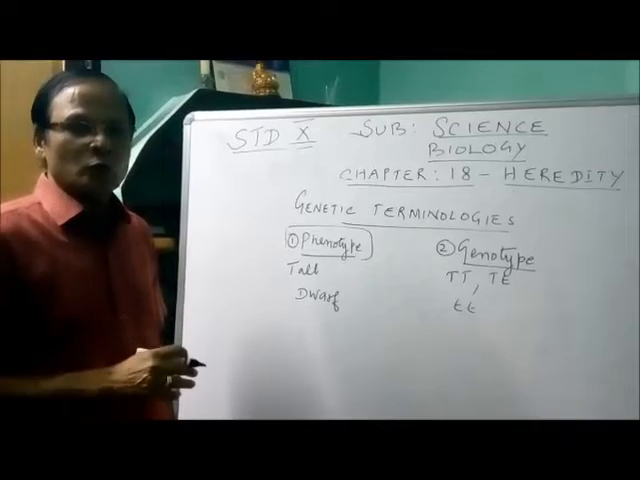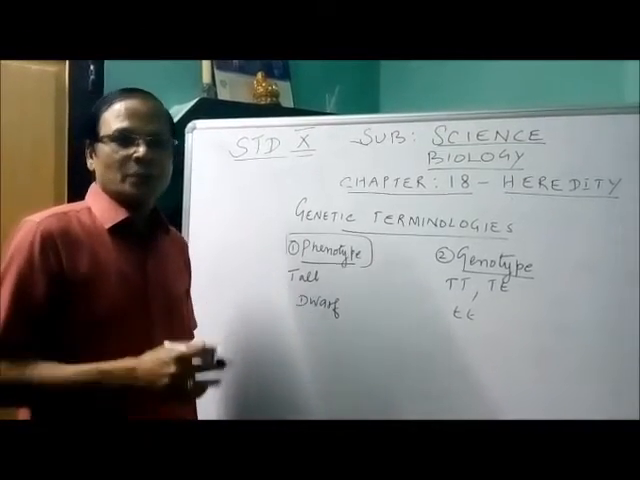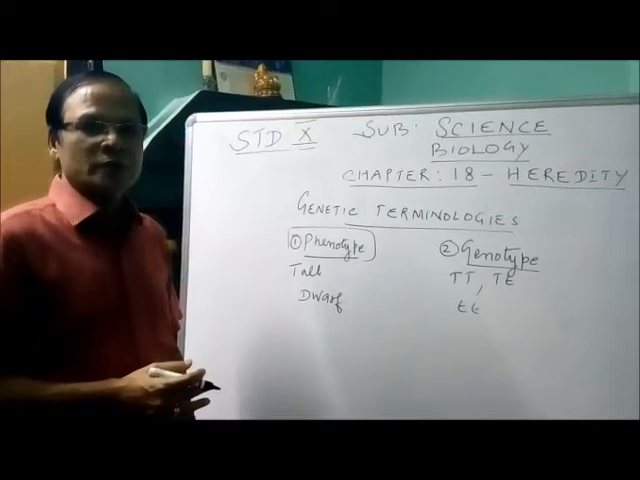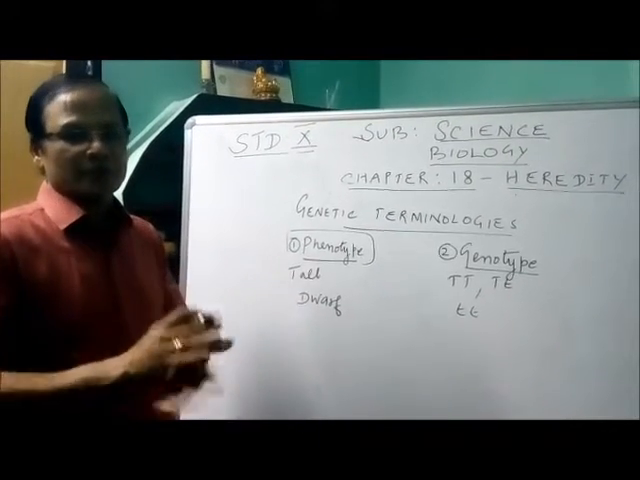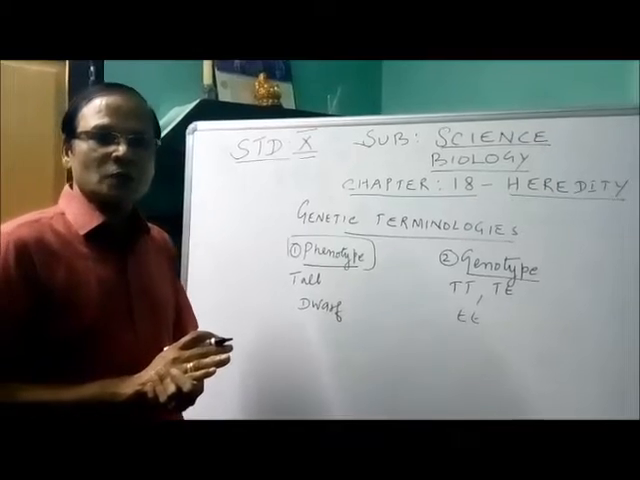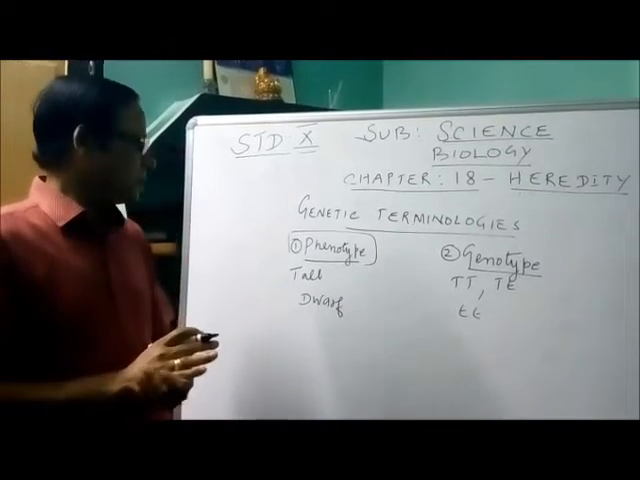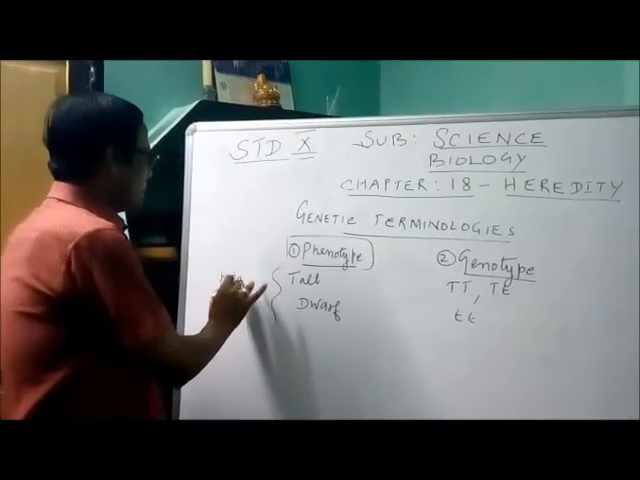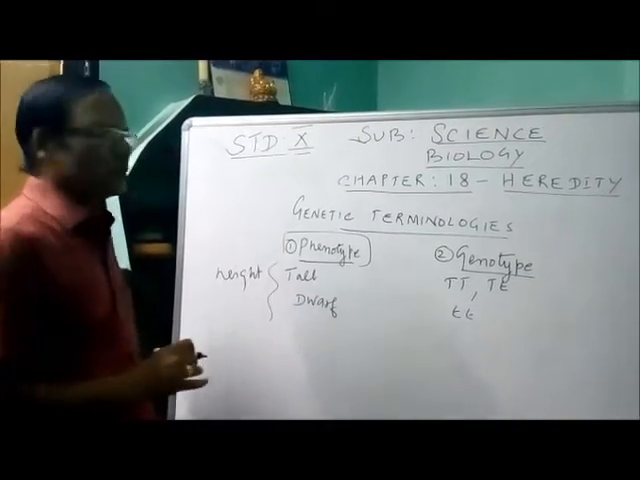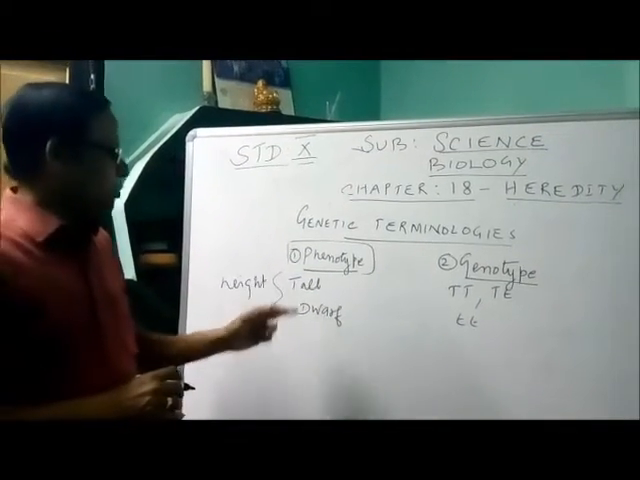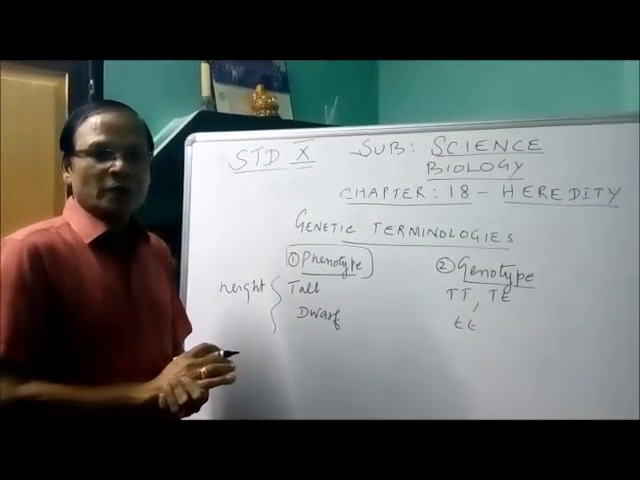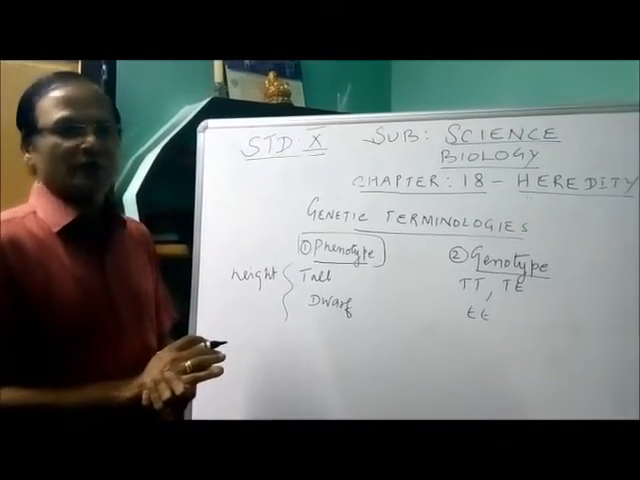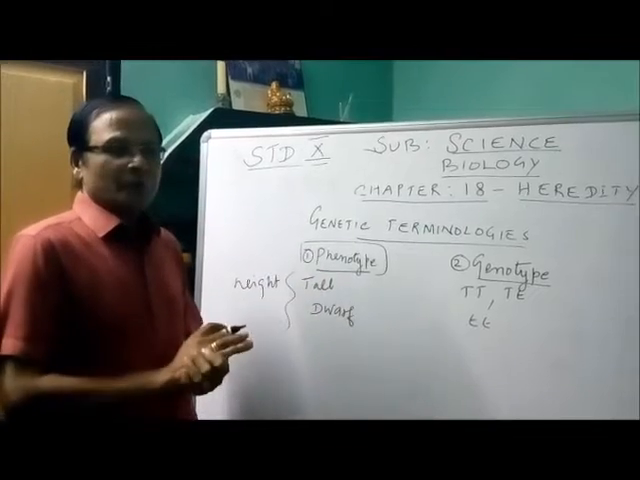By mere view, one can say the height of the plant, the color of the cotyledon, the shape of the seed. So that's why we say external visible appearance or the external expression of a character or a trait. That is called phenotype. For example, if we are taking the height of the garden pea plant, there are two different varieties. One is tall and one is dwarf. We can identify either tall or dwarf externally. So that is called phenotype.